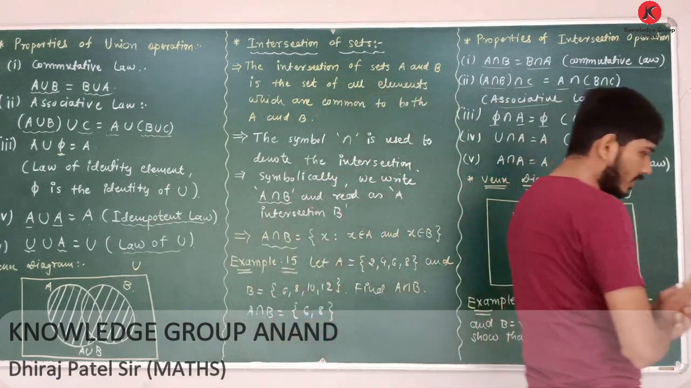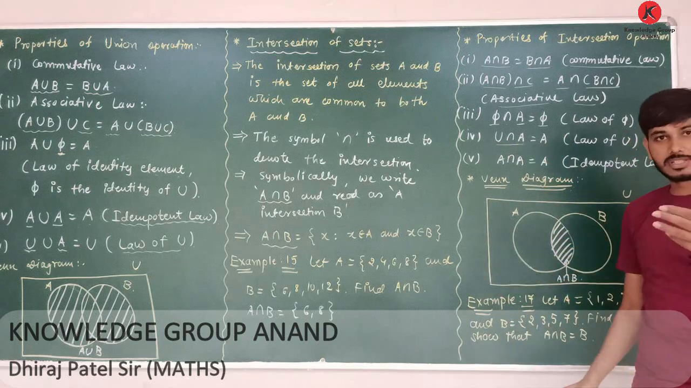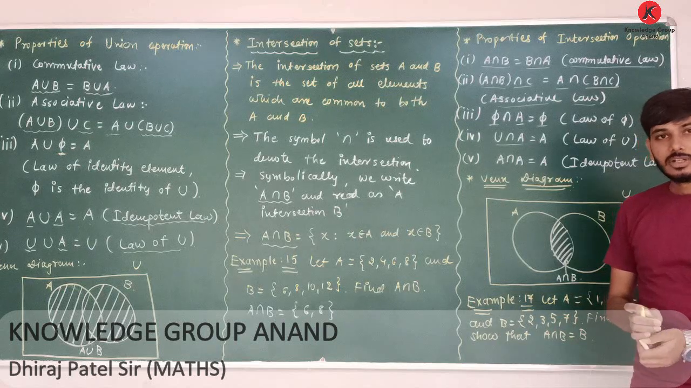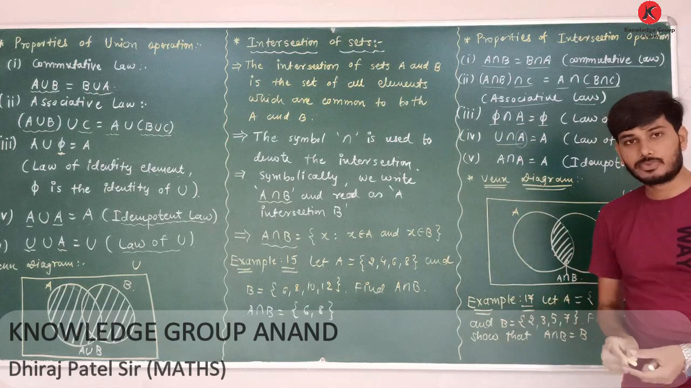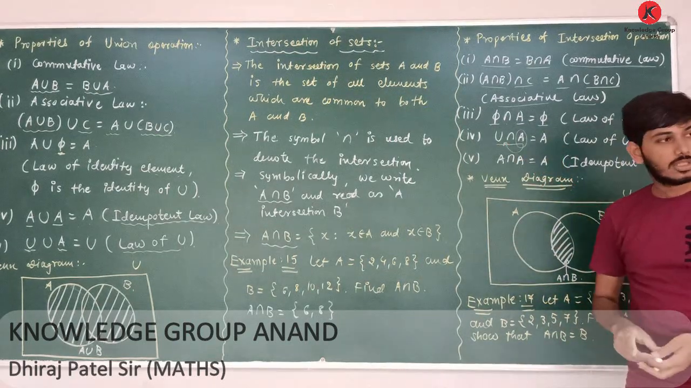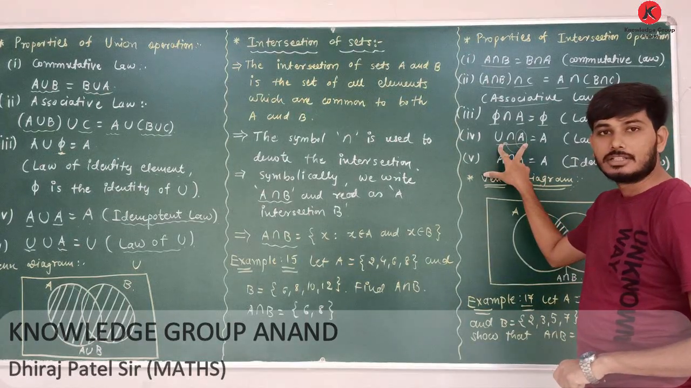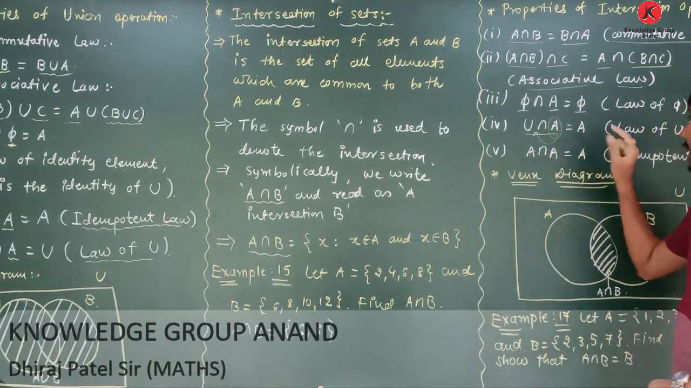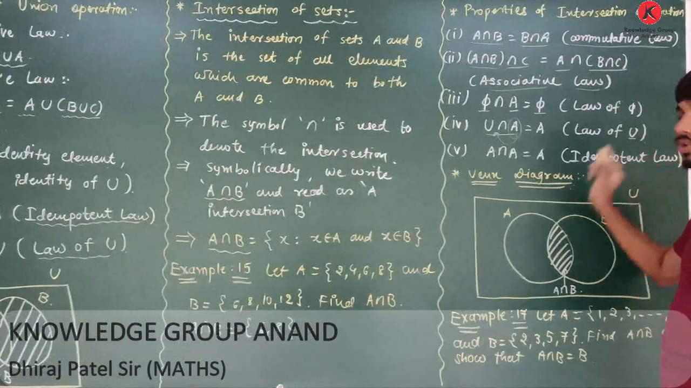Next one, universal set intersection with set A. The universal set has all the elements, as well as the elements of set A also. Therefore, the common elements between U and A are set A. This law is known as the law of U.